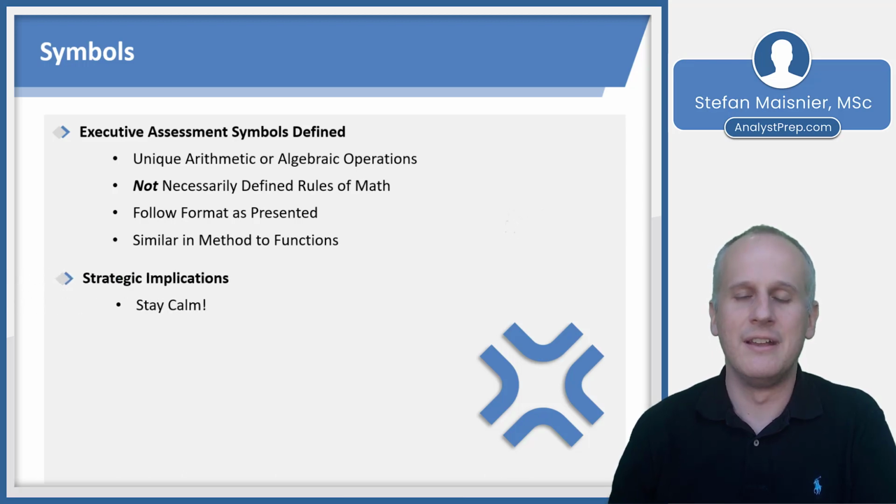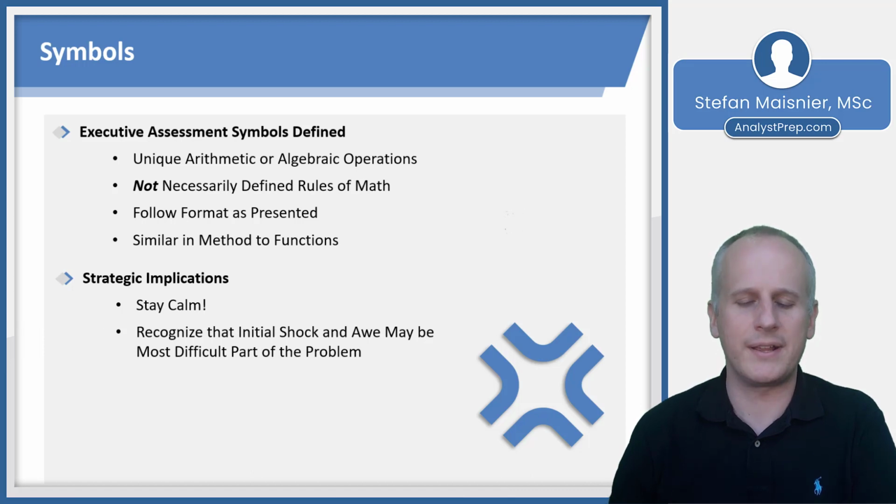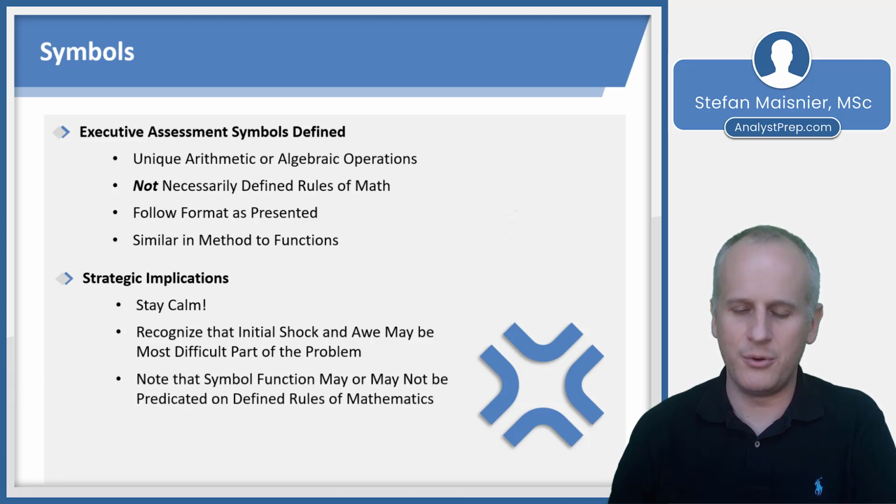So strategically, first, stay calm. These problems are intended to shock and awe you and make you go, what is that? And overreact. Instead, just say, they have to tell me what is necessary to solve, so I'm just going to read carefully and work through the problem. Recognize that that initial shock and awe is potentially the most difficult part of the problem. So then you just note that that symbol function is probably not predicated on any defined rules of mathematics that you know, but it is going to have to follow whatever the rules are as they are articulated.